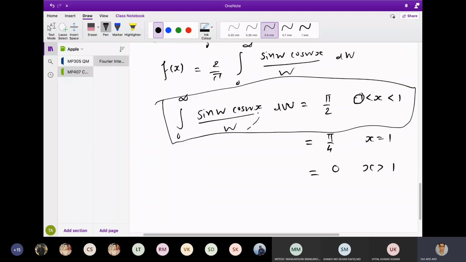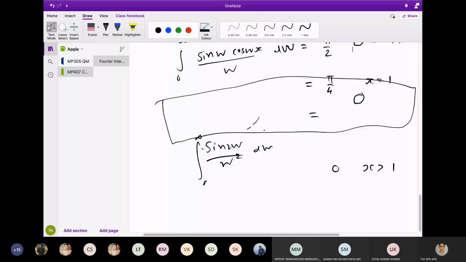In the specific case, if you take x equal to 1, this is going to be equal to pi by 4. One can verify that by taking sin w into cos w. Multiplying by 2 upon 2, this is going to be sin 2w upon w square, and if you do the integration of this from 0 to infinity, you will be able to find the value pi by 4. Okay, so that was all about the Fourier integral. Now I will quickly take up the Fourier cosine and sine integral.